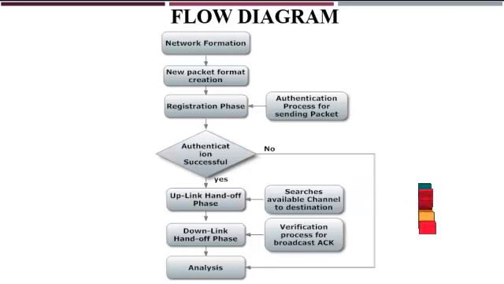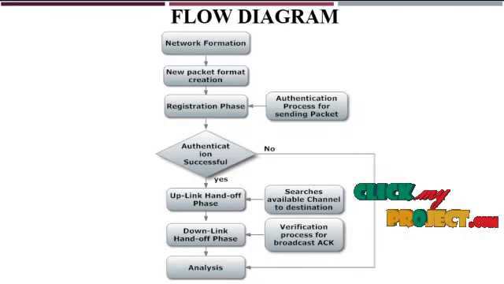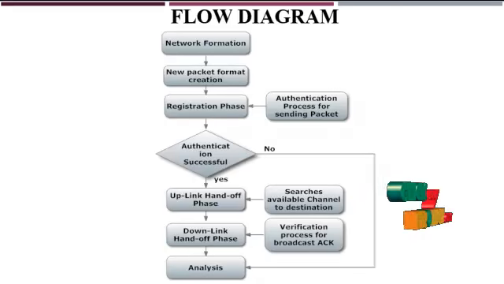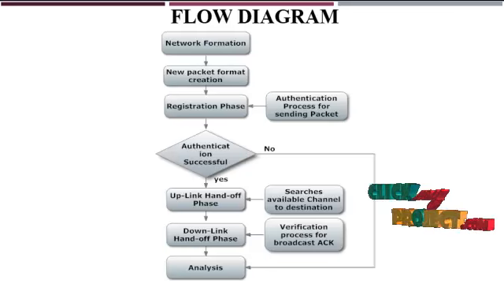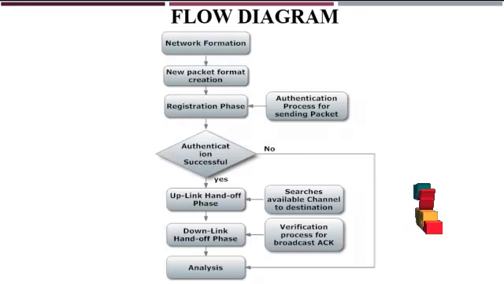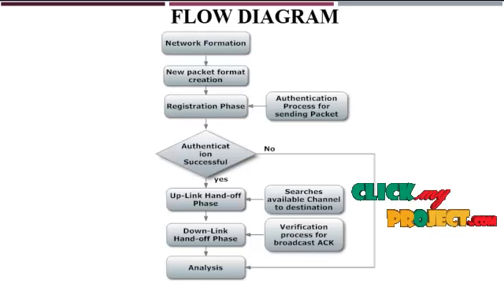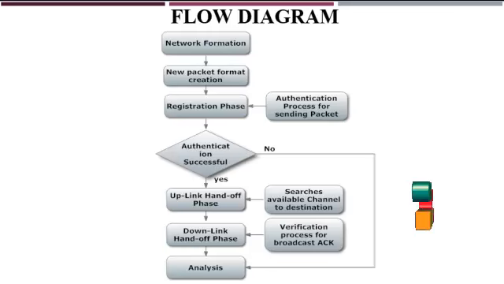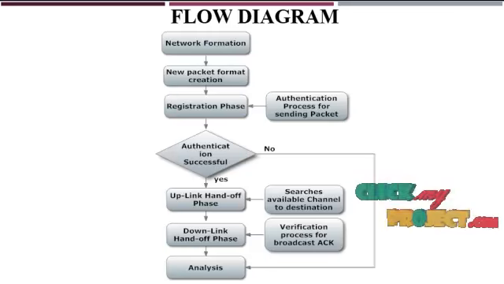That is, if any node wants to send the data to the destination, the authentication process is done and the uplink handoff phase is done, because uplink handoff is nothing but the information passed from one network to another network. So in that we have to search for an available channel to the destination. For the downlink handoff phase, we have to verify the process of broadcast acknowledgement. That is, the acknowledgement is sent by the downlink process. Finally, we have to analyze our process with packet delivery ratio, delay, throughput and all.